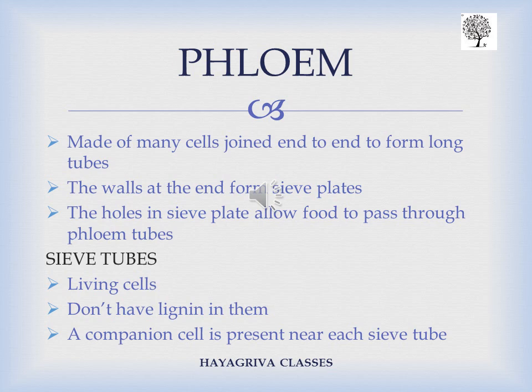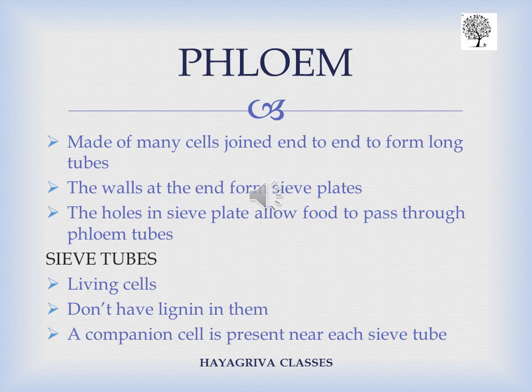What will pass through the holes? Food will pass through those holes. So we call these sieve tubes. They are living cells. They contain cytoplasm but no nucleus, and they don't have lignin also. And who is there with these sieve tubes? Each and every sieve tube will have a friend with them. What is the name of that friend? A companion cell. The companion cell has a nucleus, and it has other organelles also.